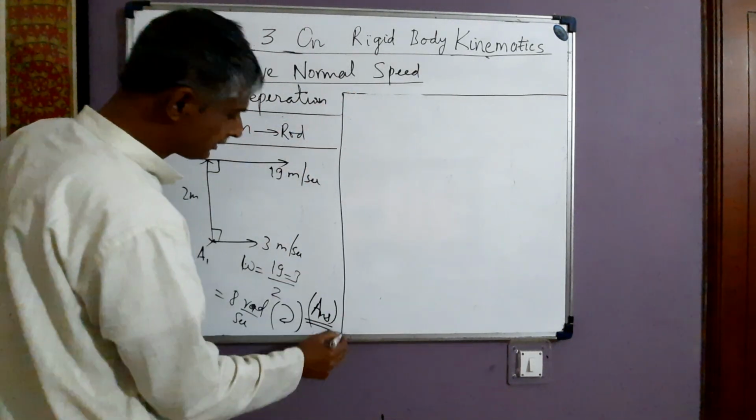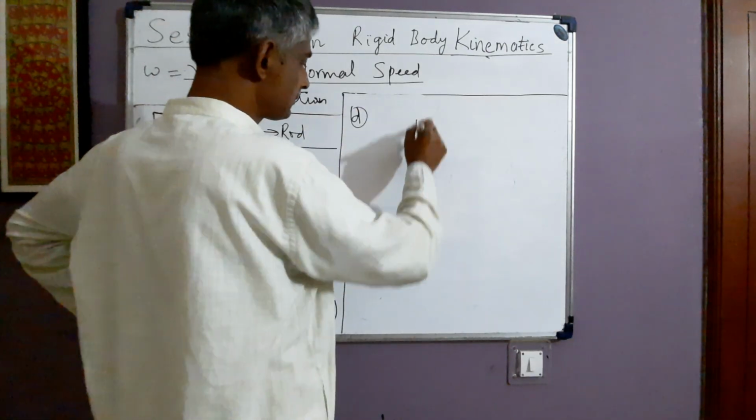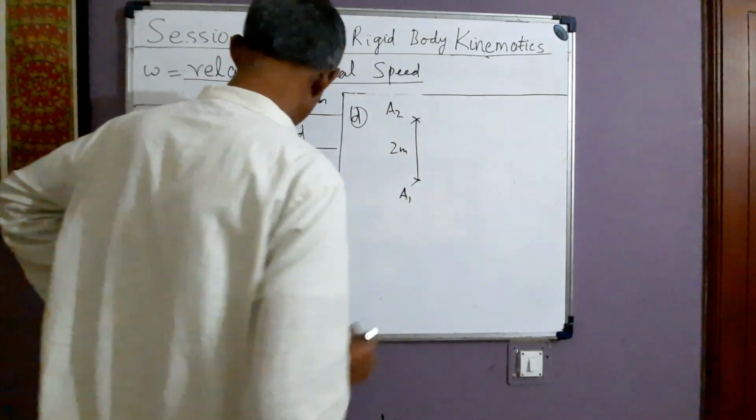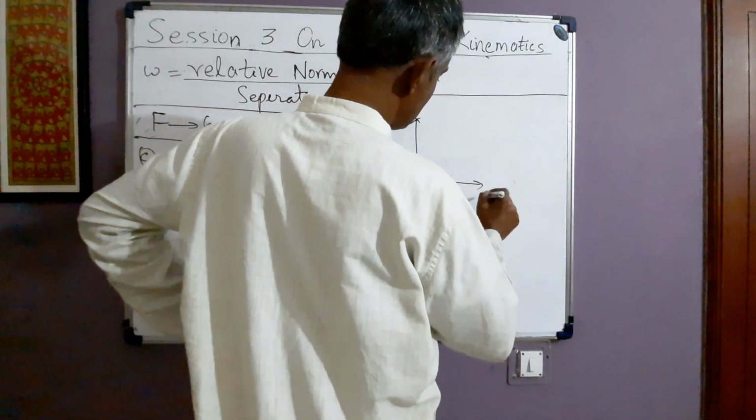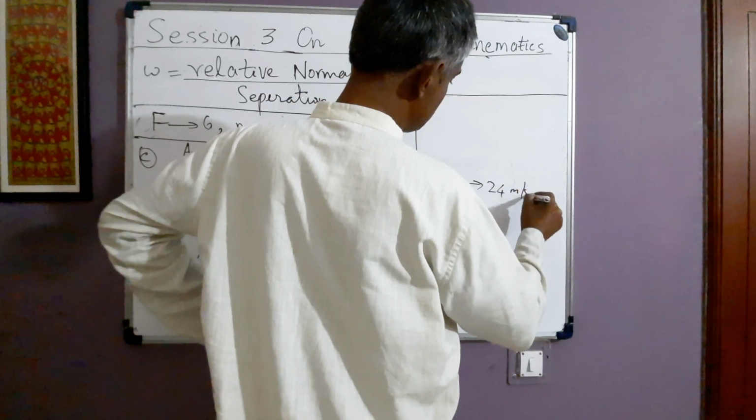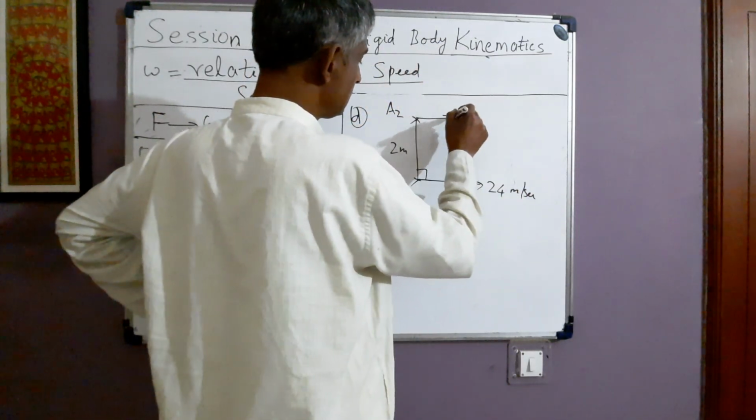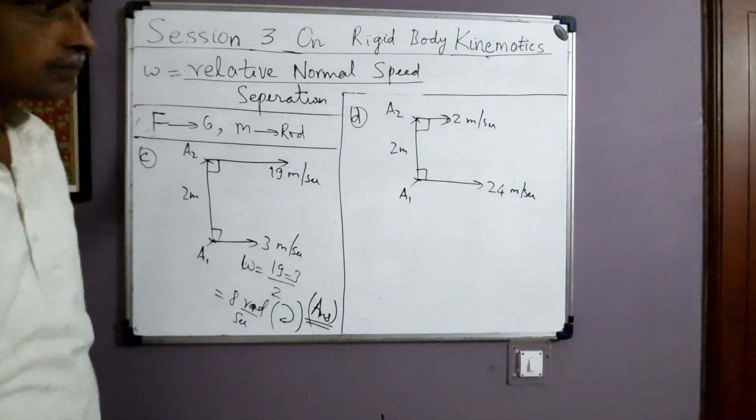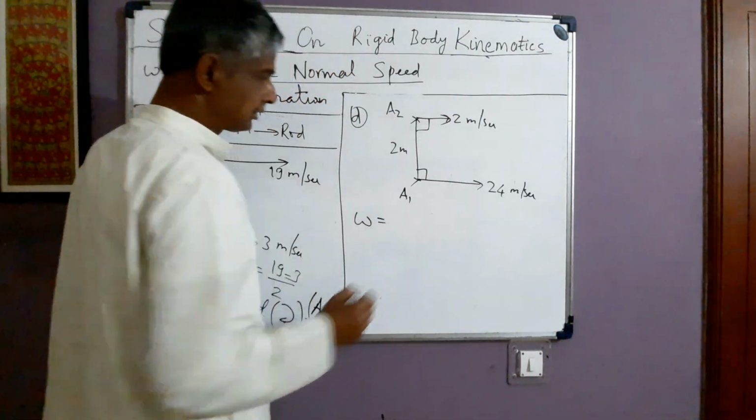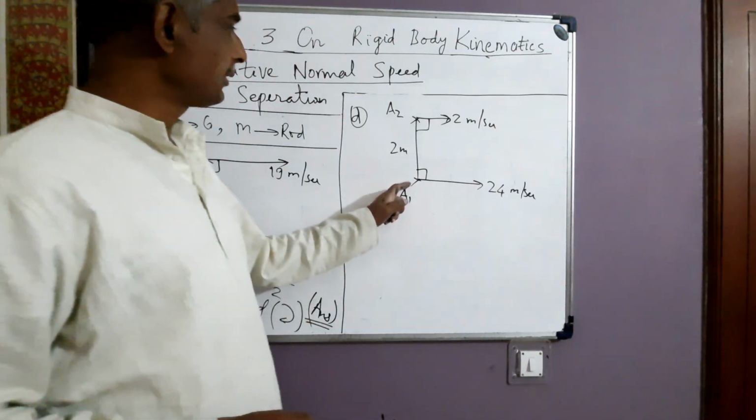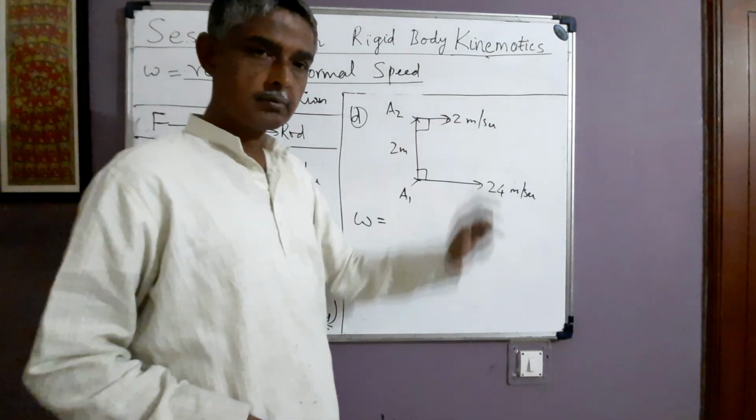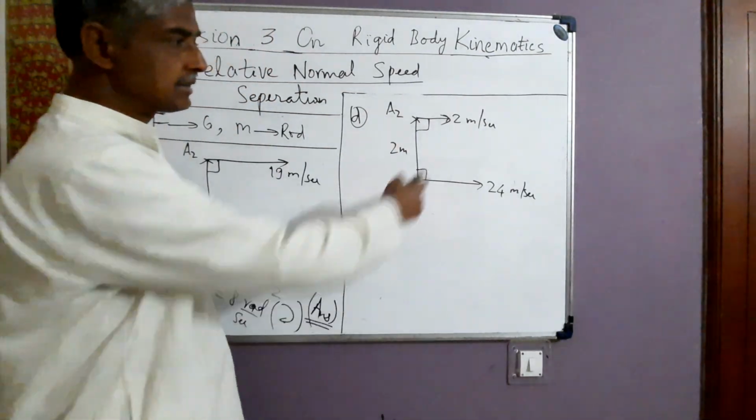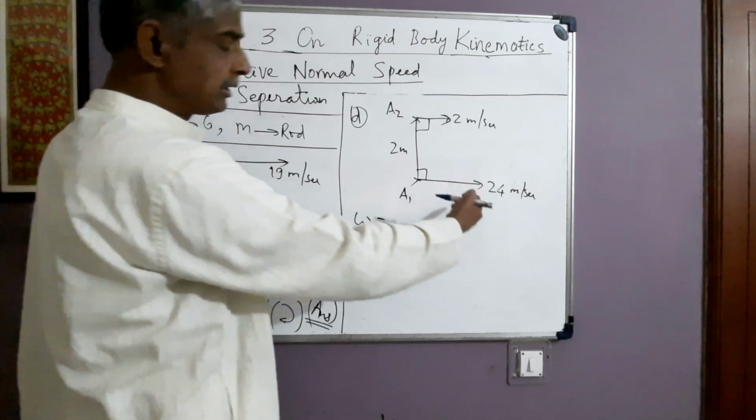Now I take the question on part D. Part D is this. This is 24 meter per second rightward, and this is 2 meter per second rightward. All these velocities are with respect to ground. So omega is again equal to relative normal speed by separation. Normal speeds of A1 and A2 are 24 and 2, both rightward with respect to ground, so in the same direction.